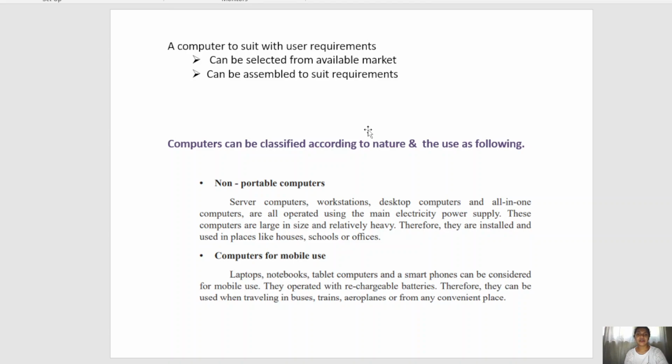When we talk about mobile use computers, laptops, notebooks, tablets, and smartphones can be considered as mobile use. They are operated with rechargeable batteries. Therefore, they can be used when traveling in buses, trains, aeroplanes, or from any convenient place.